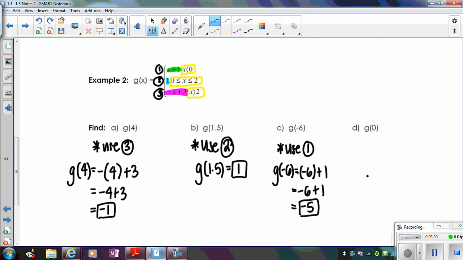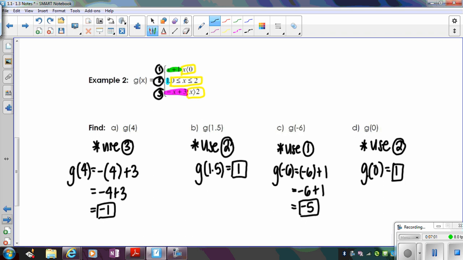So if this is making sense to you, the graphing is basically the same idea. So let's do this last one here, and then we're going to look at some graphs. So 0, well, that's going to be category number 2 because you have an equals 0. So this is when x is greater than or equal to 0 and less than or equal to 2. So for this one, you're going to use number 2, or part 2. So g of 0 is just going to be 1. There's nothing for us to plug into.